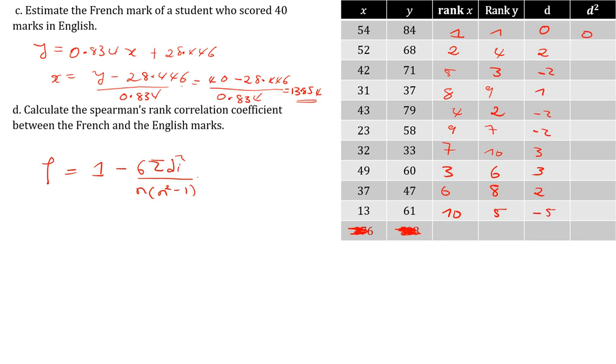Now we square. 0 squared is 0. 2 squared is 4. Negative 2 squared is 4. 1 squared is 1. Negative 2 squared is 4. Negative 2 squared is 4. 3 squared is 9. 3 squared is 9. 2 squared is 4. 5 squared is 25. And so now we obtain the sum of the d squared. So the sum will be 0 plus 4 plus 4 plus 1 plus 4 plus 4 plus 9 plus 9 plus 4 plus 25.